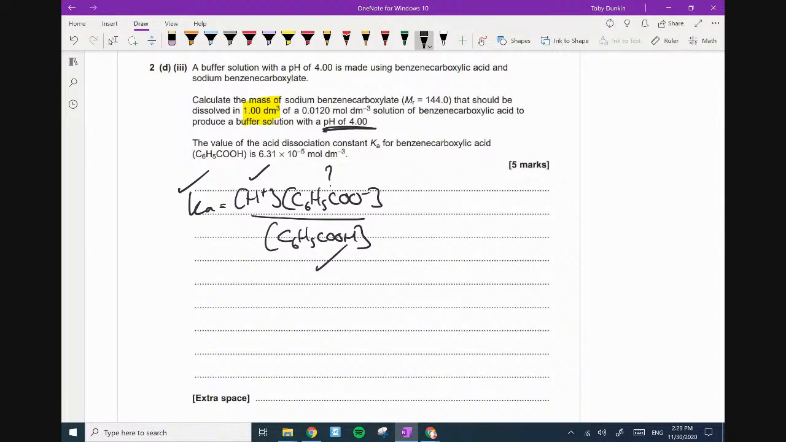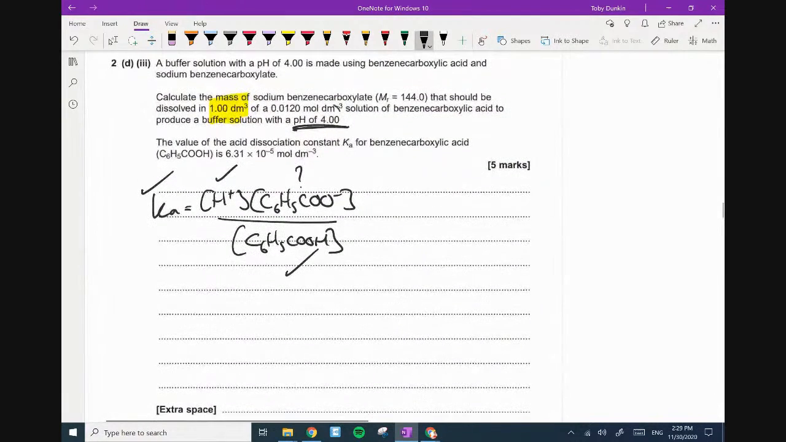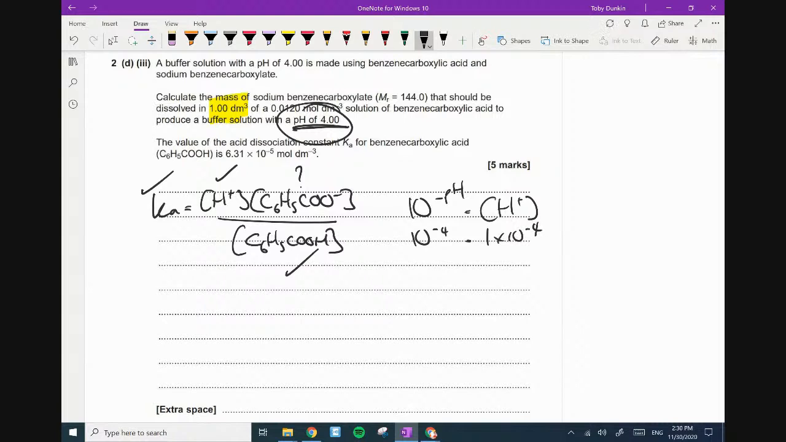So just reorganize it. The first thing I need to do is get the pH out. So I'm going to go 10 to the minus the pH. That's going to switch the pH into H plus. That equals the H plus concentration. So 10 to the minus pH 4. Shift log minus 4 gives me 1 times 10 to the minus 4. That's the concentration of H plus ions.